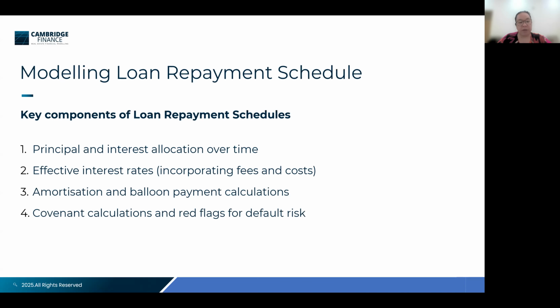Amortization and balloon payment calculations. This is what I said, the allocation of principal and interest. So it's just repeating here, the amortization and the balloon payment. The balloon payment is the lump sum that we have to pay at the end.